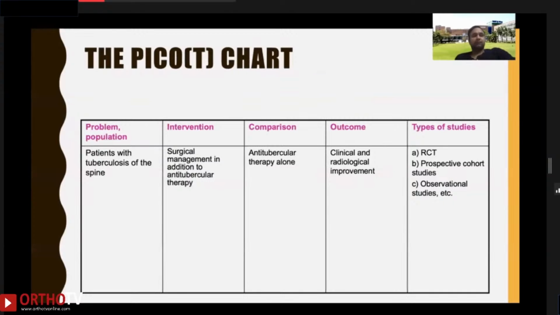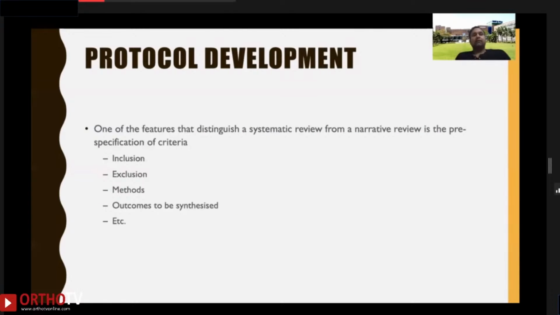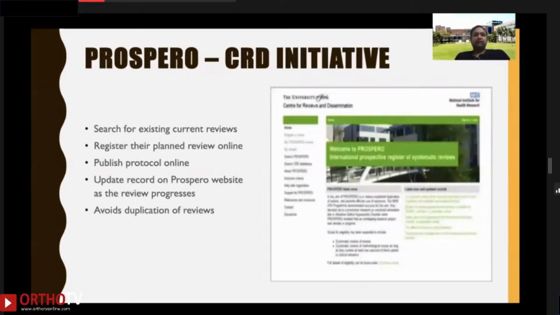So PICO basically is P for population, I for intervention, C is the comparison group, and O is the outcome. The addition to the PICO is the T, the type of studies, which you can see. And then once you have formulated the question, you form a protocol, and this protocol is an integral part of the whole process of doing the systematic review. You define all your inclusion criteria, exclusion criteria, your methodologies, and the outcomes, etc. And we have this website called PROSPERO, which is the CRD initiative.